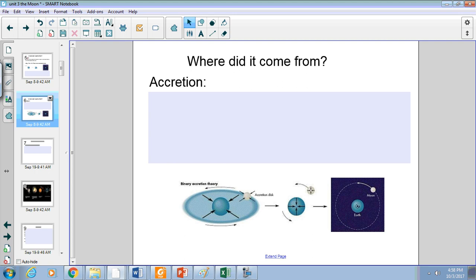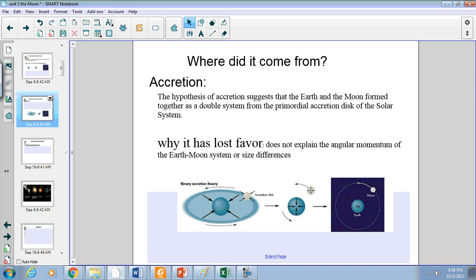All right, this is a cool one. So basically, picture this. The Earth and Moon formed together, but separately, as a double system. So as the primordial Earth and primordial Moon rotated, they were able to clump together and form these two separate bodies.